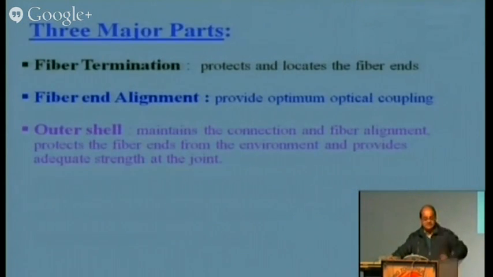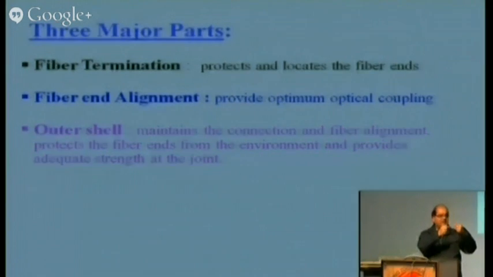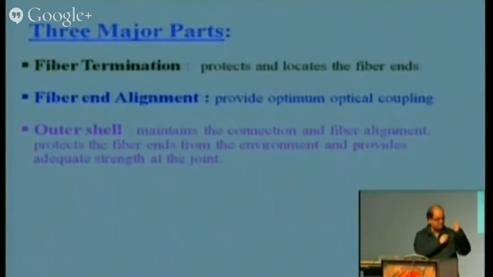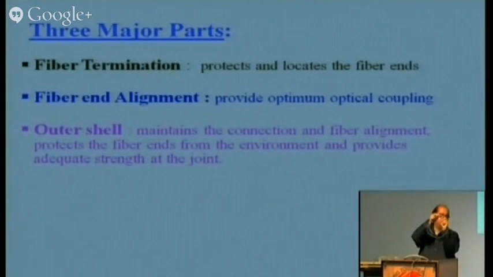So as a result, we have three major parts in the connector. One is the fiber termination. It protects and locates the fiber end. I should be able to see where the fiber is when you are going for the alignment. So for example, in this category, I know the fiber is at the center of this ferrule. Then fiber end alignment. I have to align the fiber.